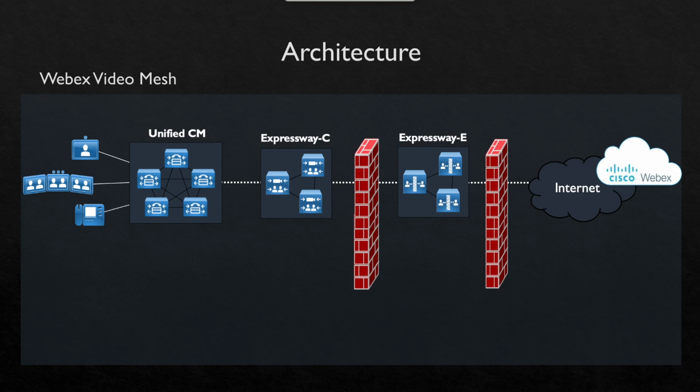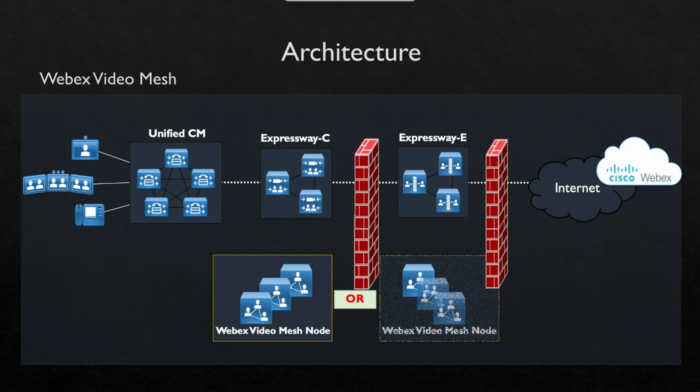So now that we've established that video mesh nodes can be installed on premise, it's important to understand where these servers can be installed. And there's two locations you can put them. You can install the video mesh nodes either in a single instance or in a cluster, because you can cluster them together. And they can be installed on the internal network or in the DMZ, but you cannot install them in both.